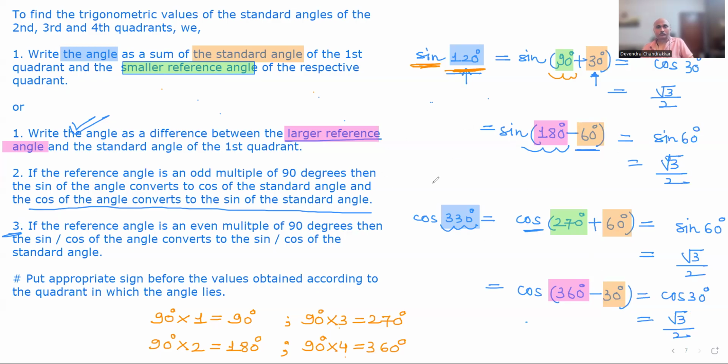Now the last rule says, put the appropriate sign before the values obtained according to the quadrant in which the angle lies. So 120 degrees lies in the second quadrant. In the second quadrant, sine is positive. So it's positive only. Cos 330 lies in the fourth quadrant. The value of cos is positive, so it is positive again. So there is no need to put a negative sign in front of it because we are dealing only with those values which are positive in these respective quadrants.